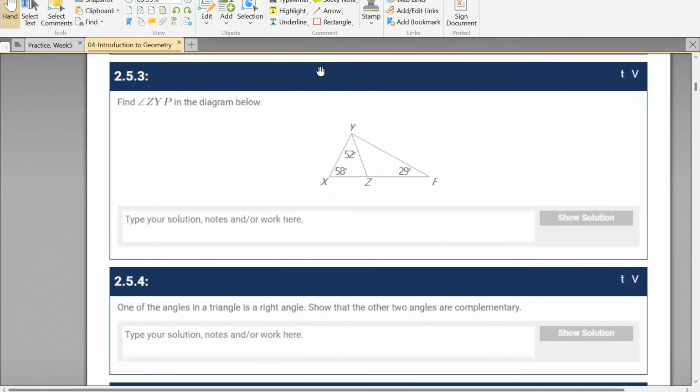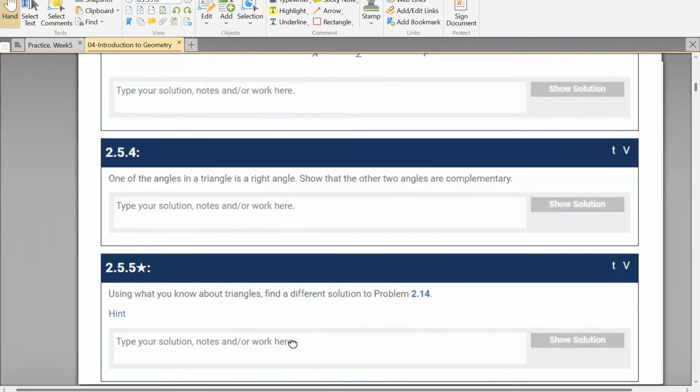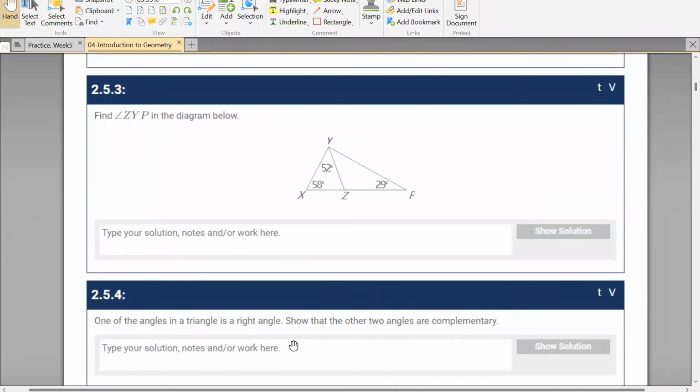Okay. So, good. Now, one of the angles in a triangle is a right angle. So basically, we know that we are dealing with a right angle triangle because one of the angles in the triangle is a right angle. But now, what's the question on it? Show that the other two angles are complementary. How do we do that?